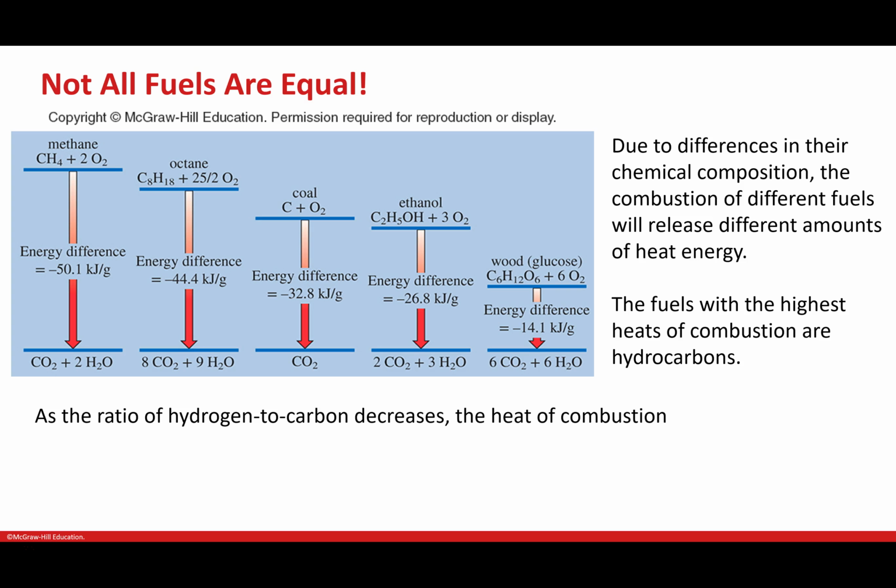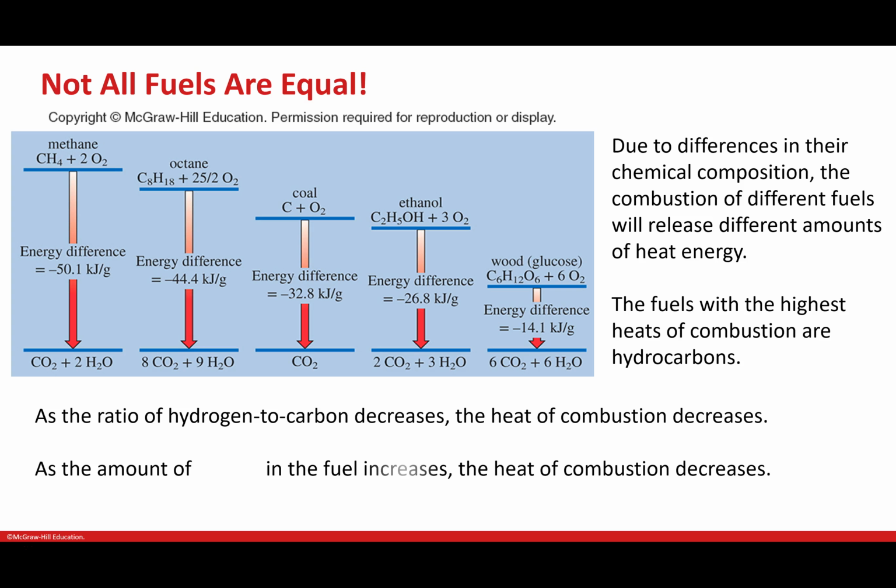What is glucose? Well, glucose is sugar. But then why does it say wood? Well, I think they're using a similar repeating unit that's in wood is also in glucose. So in general, as the ratio of hydrogen to carbon decreases, the heat of combustion also decreases. And as the amount of oxygen in the fuel increases, you'll also have a decrease in the heat of combustion.